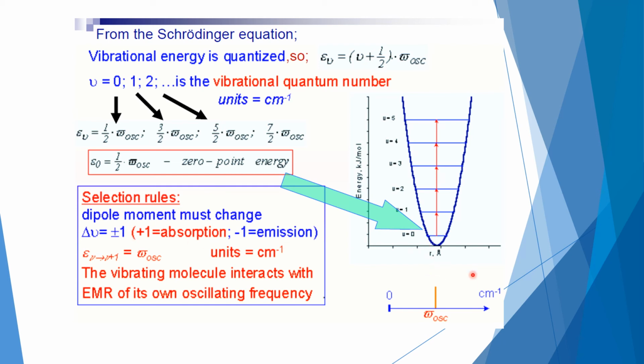So when we look at this, we can see that the only possible value is omega bar oscillation. അപ്പൊ നമ്മൾ ഏത് സ്പെക്ട്രം എടുത്താലും, IR സ്പെക്ട്രം എടുത്താലും നമുക്ക് ഒരേ ഒരു ബാൻഡേ കിട്ടുള്ളൂ, ഒരേ ഒരു പീക്കേ കിട്ടുള്ളൂ. അപ്പൊ നമ്മൾ ഏത് മോളിക്യൂൾ എടുത്താലും ഒരേ ഒരു പീക്കേ കിട്ടുള്ളൂ. അപ്പൊ നമുക്ക് ഇത് തന്നെ മനസ്സിലാക്കാൻ സാധിക്കും, this harmonic oscillator concept is not applicable for IR spectrum.